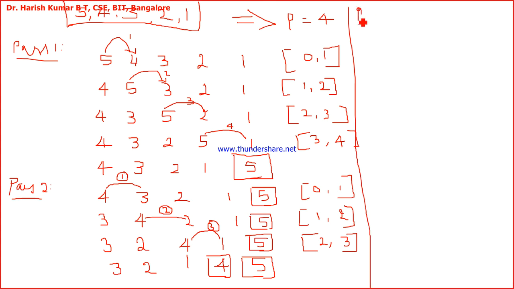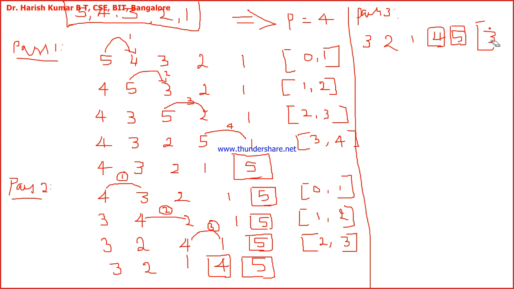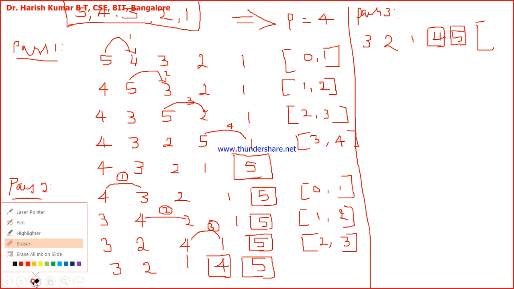Next is pass 3. In pass 3, let me write here 3, 2, 1, 4, 5. These two are already in their proper positions. Now we are comparing the elements at index 0 and 1. If you are asked to trace the bubble sort program, sometimes they will ask you to trace it. This is how you have to do it.